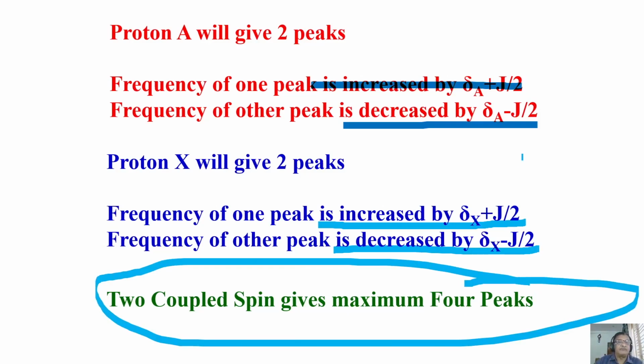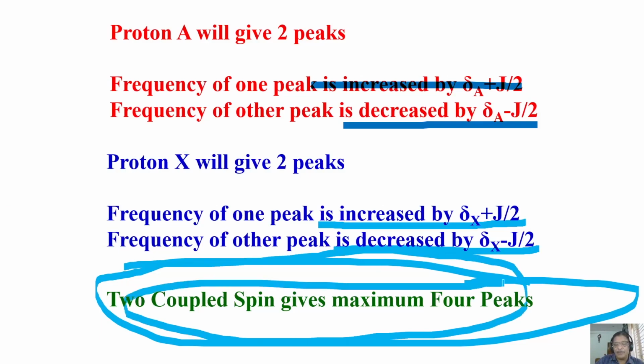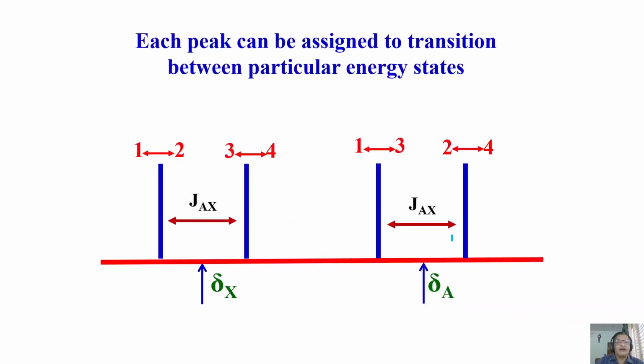So, two coupled spin systems can now give a maximum of 4 peaks. That is what we understood. In the previous case also, whether it's coupled or non-coupled, J AX is 0, we have 4 transitions, but you detect only 2 because 2 overlap. Here, you get all the 4 peaks. This is the example we took for a two coupled spin system.